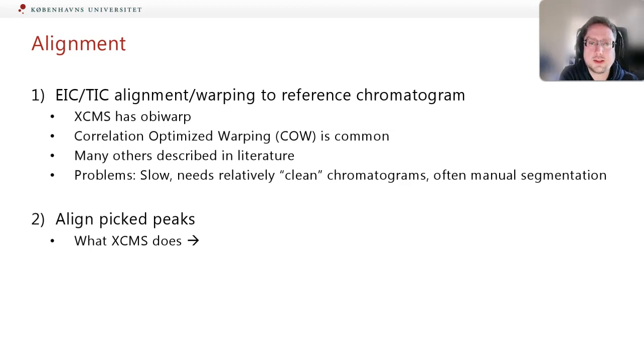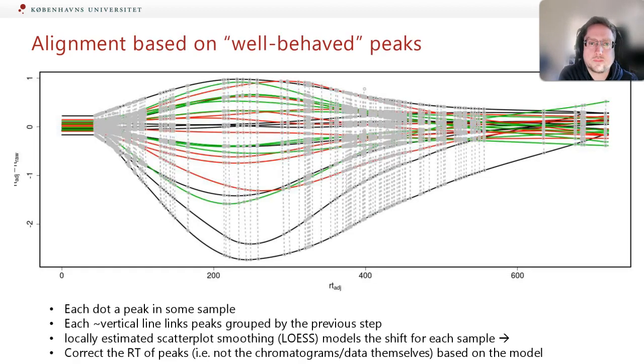So let's instead look at what the standard algorithm in XCMS does. Again, I have one of those plots that seem very unintuitive when you have not seen it before. So let me explain. On the x-axis, you have again retention time. Each line is a sample and each dot is a peak we found the first time we matched peaks across samples.